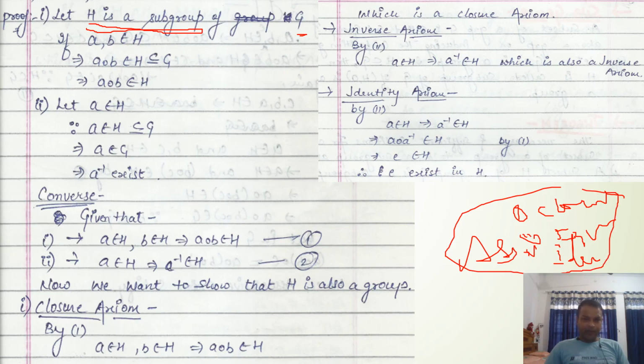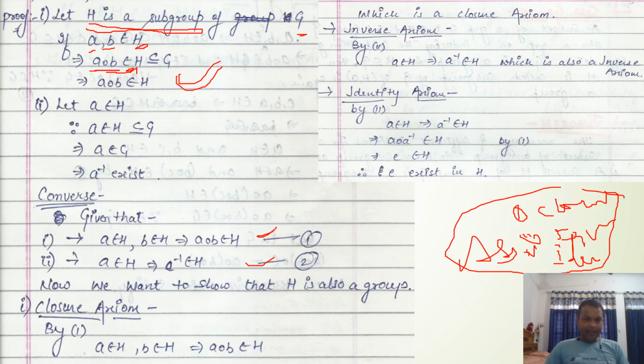So here we have assumed that H is a subgroup and we wish to show these two properties, closure and inverse property. Because H is a subgroup, it will hold all four properties. So let A and B be two elements of H, then their composition will also belong to H because of the closure property. Here we have assumed that H is a subgroup, so it will satisfy the closure property. So A o B will also belong to H.